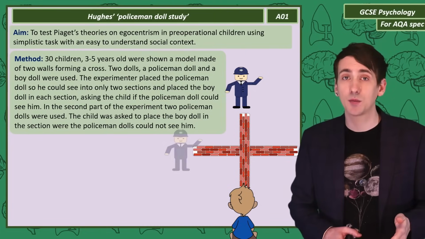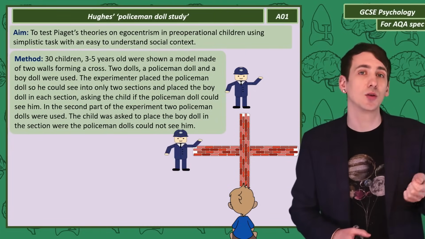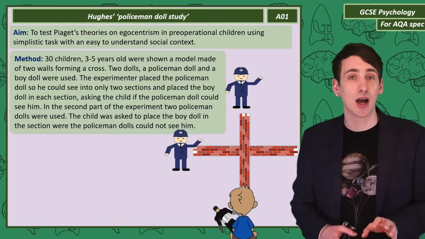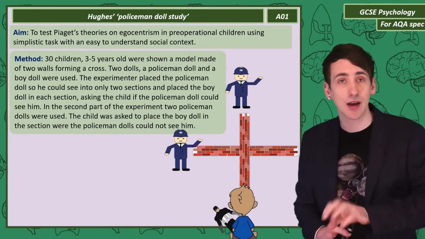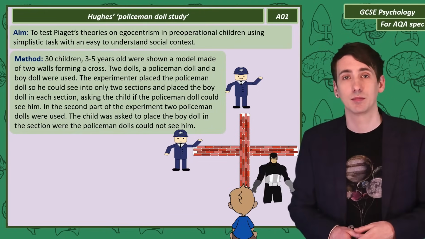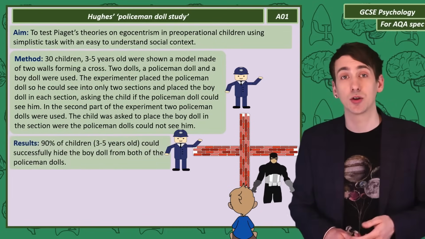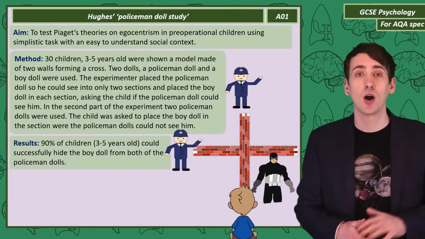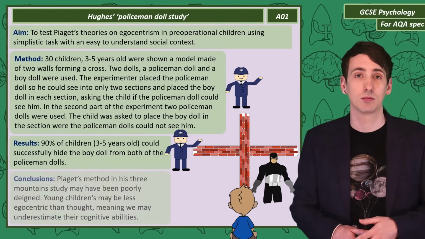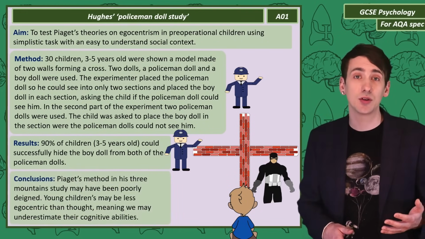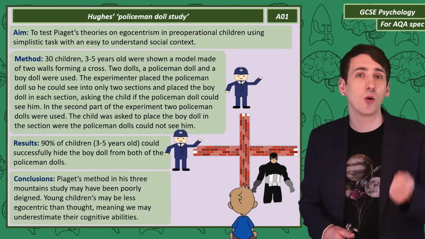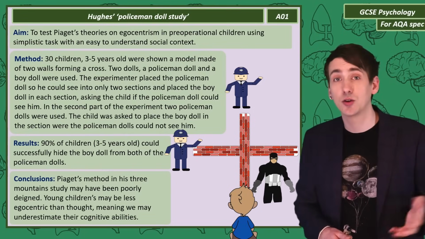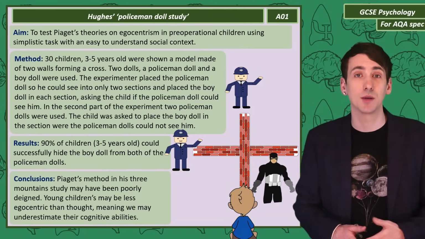In the second part of the experiment, the researcher used 2 policeman dolls and asked the child to place the boy doll in the section where the policeman dolls couldn't see him. The results were 90% of the children could successfully hide the boy doll from both of the policeman dolls. Hughes concluded from these results that the Three Mountains study was poorly designed, and young children are less egocentric than previously thought.